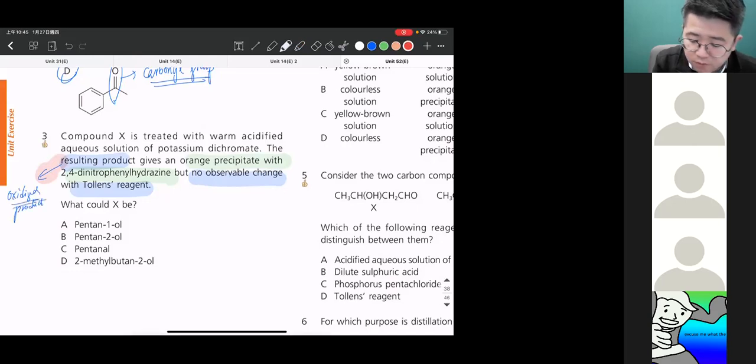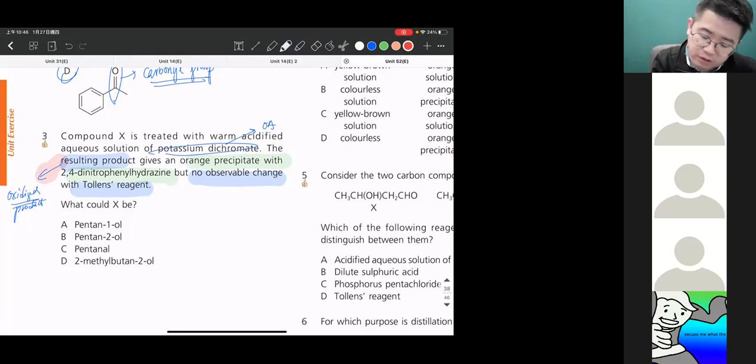Why do I say oxidized? Potassium dichromate is an oxidizing agent. So you deduce backward to the original reactant. So what is that? Is it C, pentanal? Compound X can be further oxidized while its product shows an orange precipitate, which means the oxidized product still contains a carbonyl group. Now, C is not correct because once it undergoes oxidation, it will form pentanoic acid, which would no longer contain a carbonyl group.